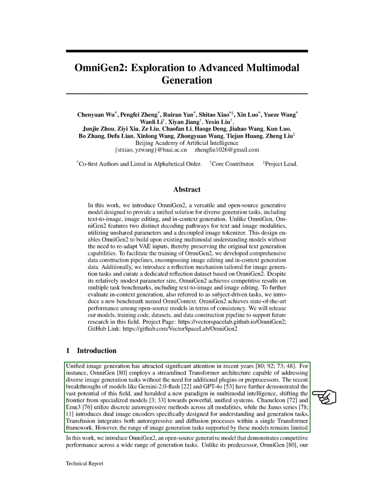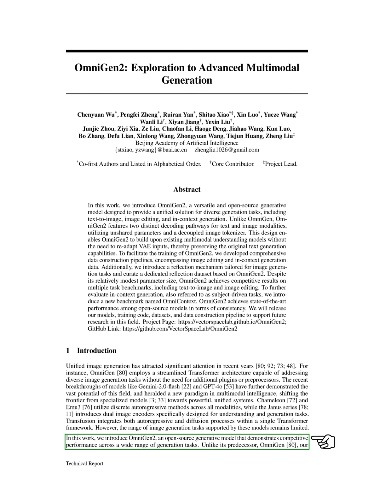Other models, such as Chameleon and EMU3, use discrete autoregressive methods, while the Janus series features dual image encoders for understanding and generating images. Transfusion combines autoregressive and diffusion methods in one transformer framework. However, the tasks these models can perform are still limited.